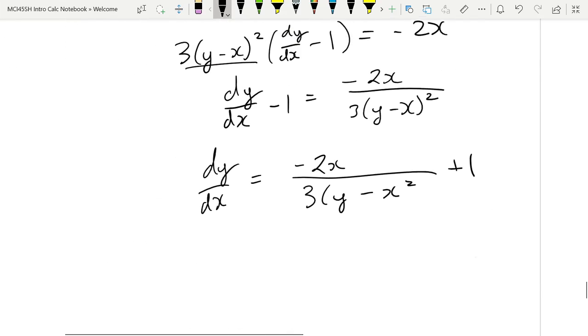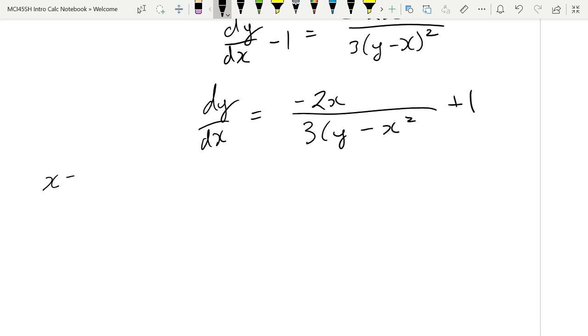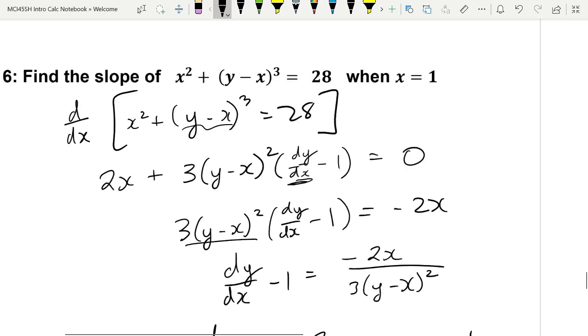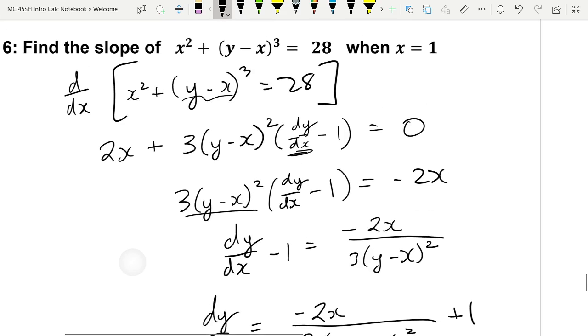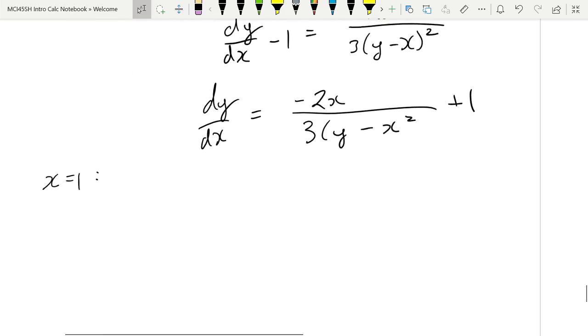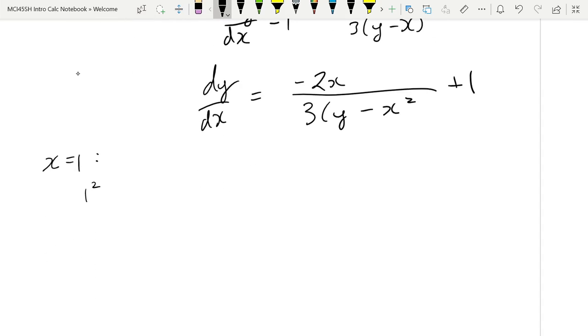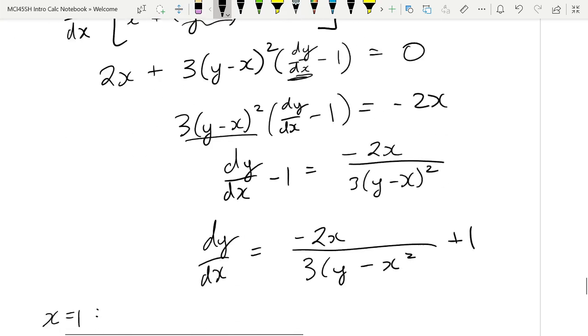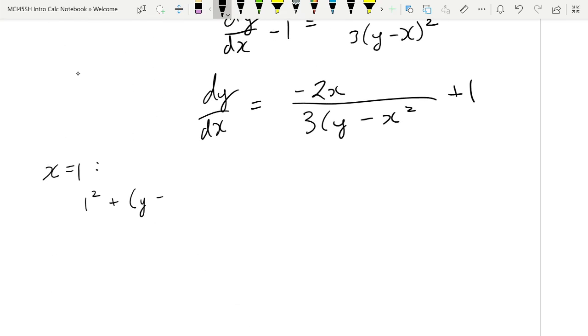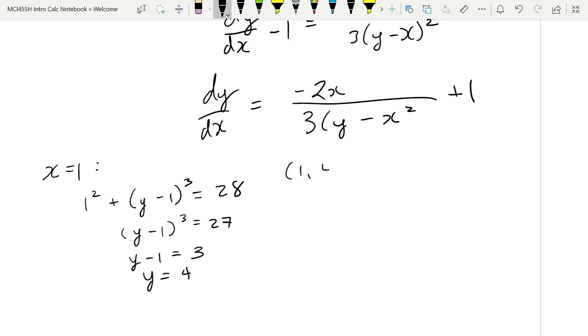So the first thing I should probably do is find out the y-coordinate. So when x equals 1, the y-coordinate on the curve is, so that's x squared plus y minus x cubed equals 28. Step 1, minus 1 from both sides. Step 2, cube root both sides. And then last step, add 1 to both sides. So the actual point is the point 1, 4.